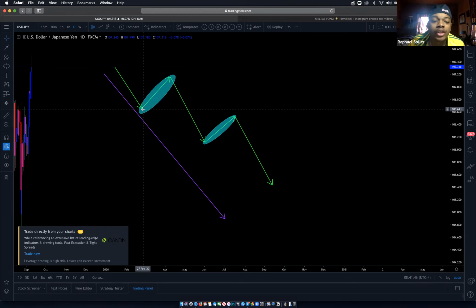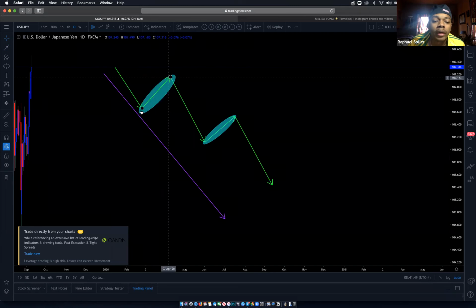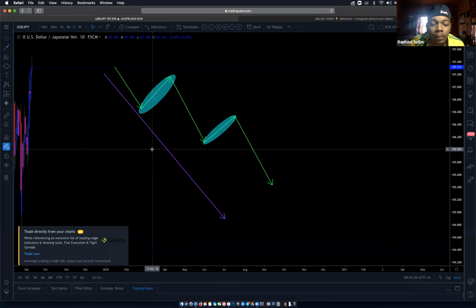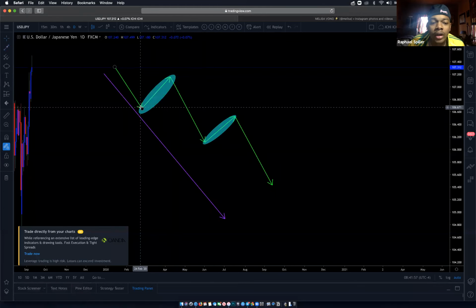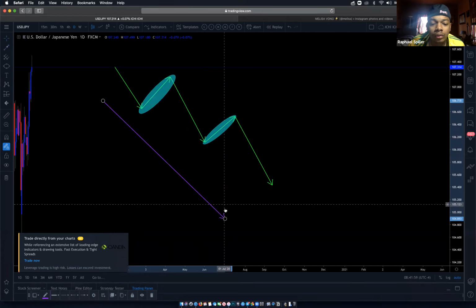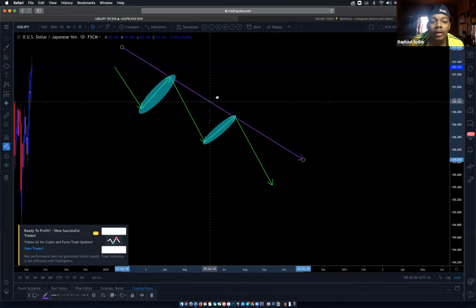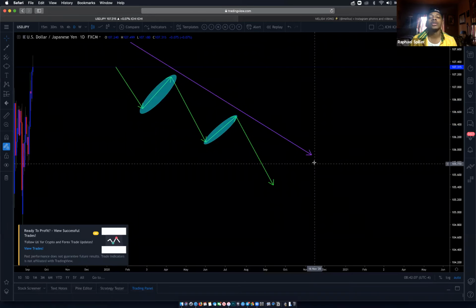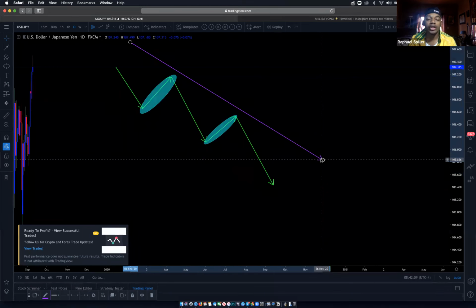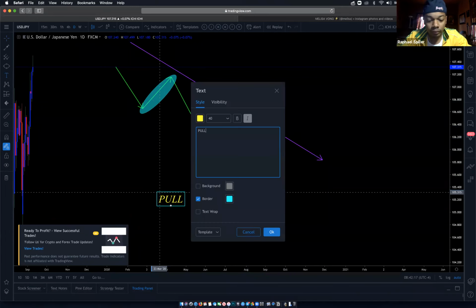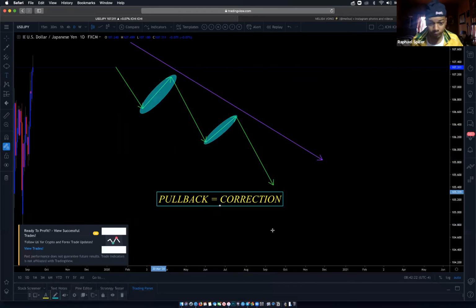A retracement is just a big pullback, a huge pullback, a longer pullback, a possible reversal, right? The market has to pull back. In order for price to continue in that direction, it has to pull back. And that pullback equals a correction. It is a correction.